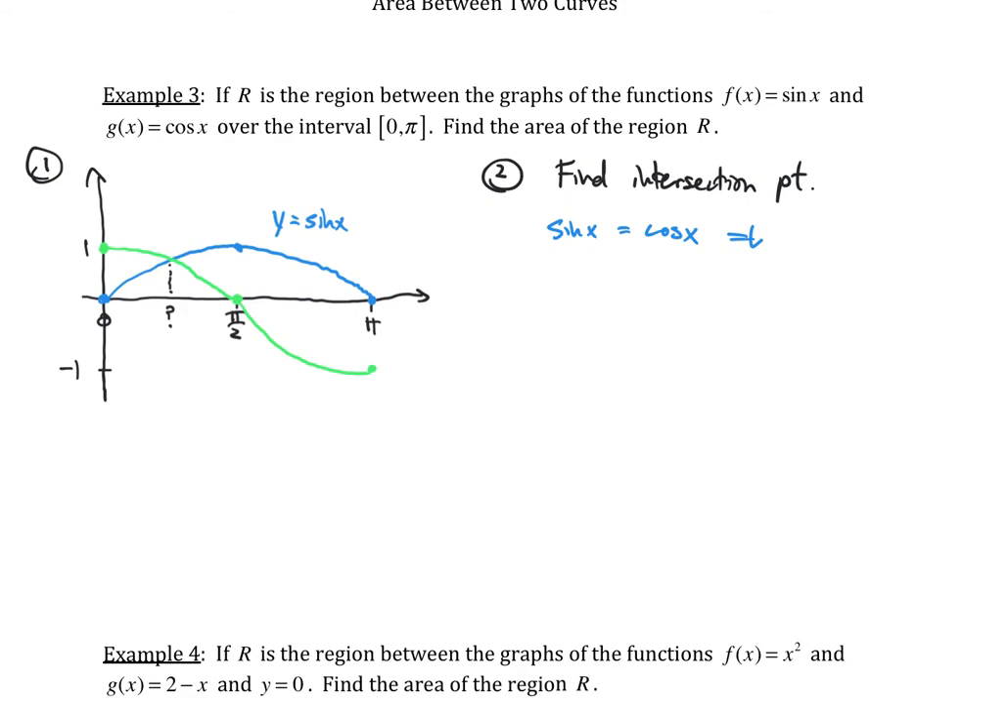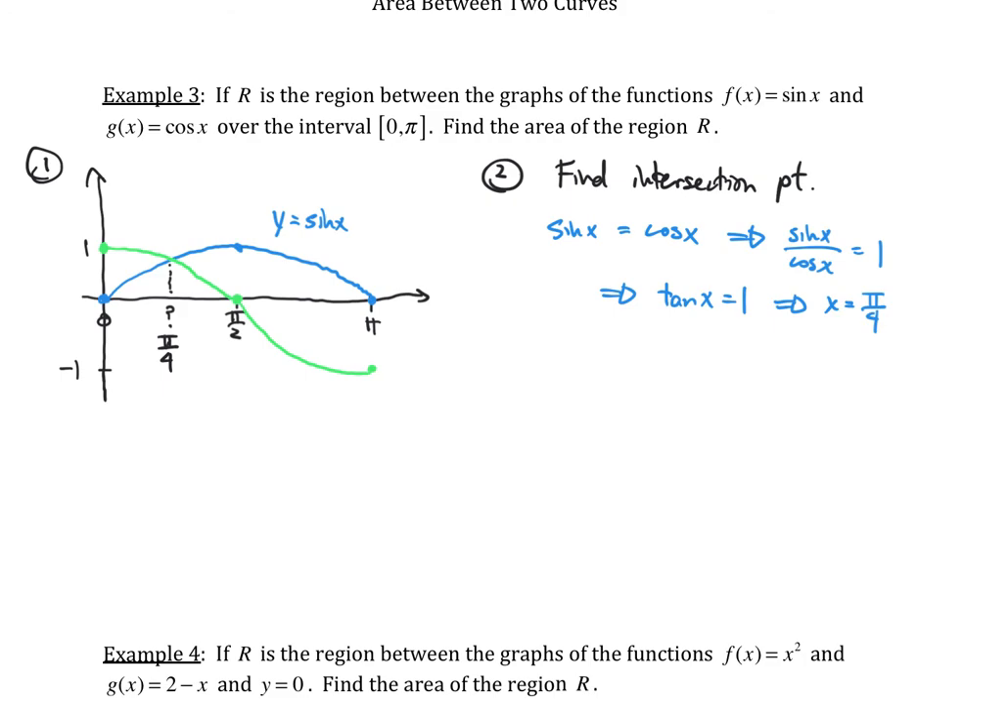And what I could do next is I can divide both sides by cosine of x. So I'm going to have sine of x over cosine of x is equal to 1. And that really gives me tangent of x equal to 1. But we're on this interval from 0 to pi over 2. So tangent of x is going to be equal to 1 at the point x equal to pi over 4. So I could label this intersection point as pi over 4 like this. All right.